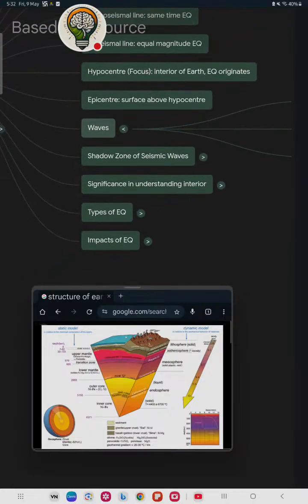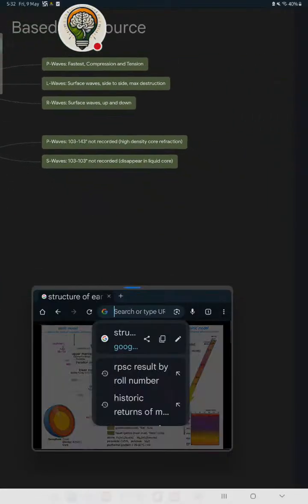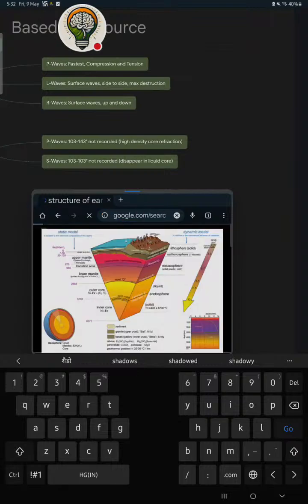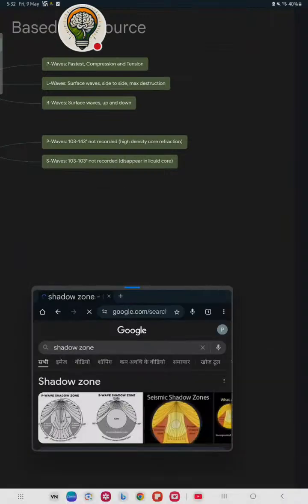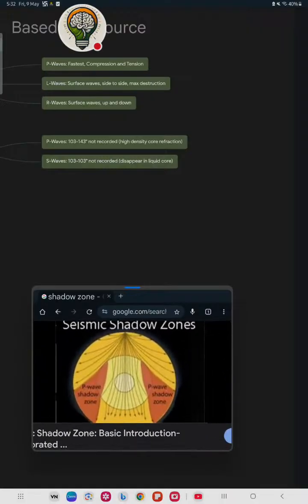Then the shadow zone of seismic waves. So the shadow zone of seismic waves. So P waves are not recorded at angles between 103 and 143 degrees.